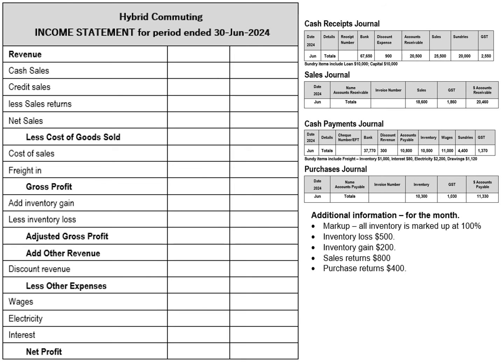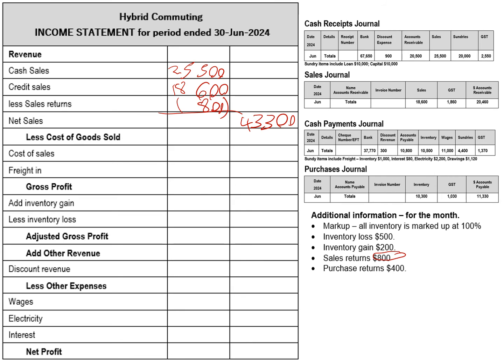So let's start with our cash sales from our cash receipts journal, 25.5K. Then we get our credit sales from our sales journal, that was 18,600. We had some sales returns in our additional info, 800. So if we total those three up, keeping in mind that the sales returns is a negative figure, then we get 43,300. I hope my maths is good there.